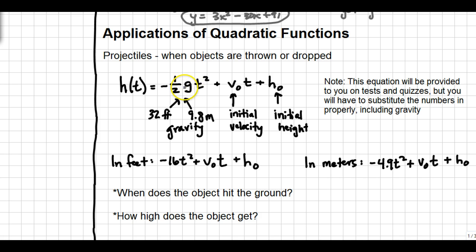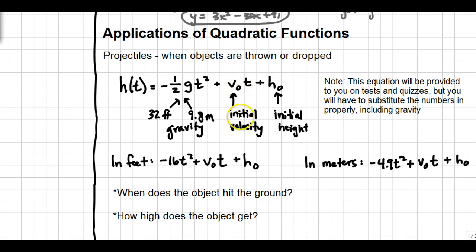Because gravity is involved, there's a g value involved in the equation, and the g value gets multiplied by a half. The gravity is measured either in feet or meters. Students need to pay attention to which one to grab when they're using these equations. It's a negative because the parabola will be upside down. That's the path that an object takes, it goes up and then it comes back down. So the a value needs to be a negative. And then the t, or the time, is squared. That's what makes it a quadratic.